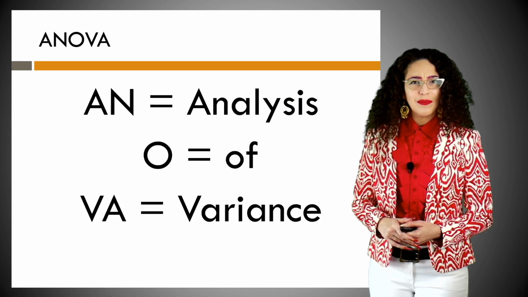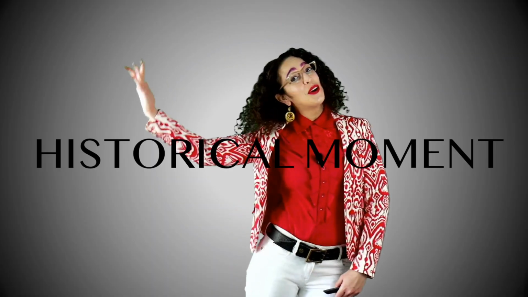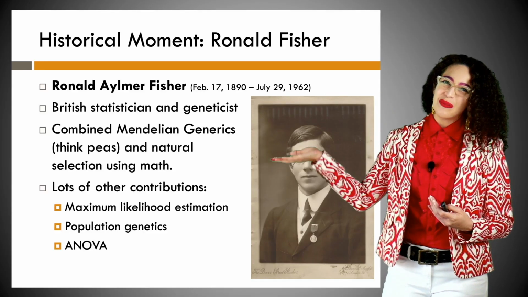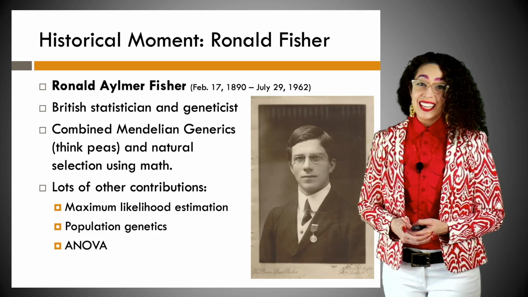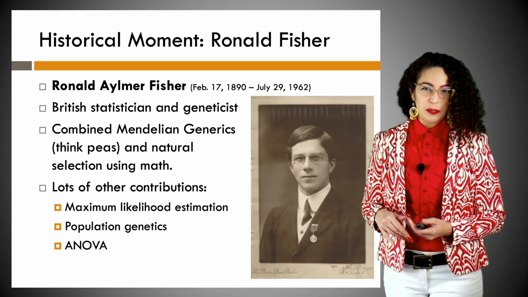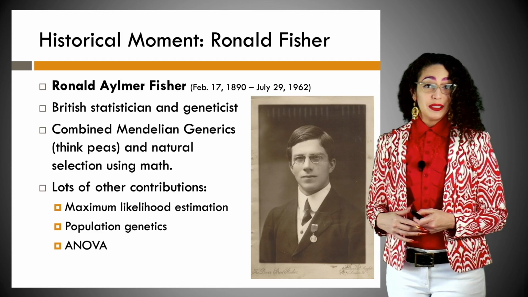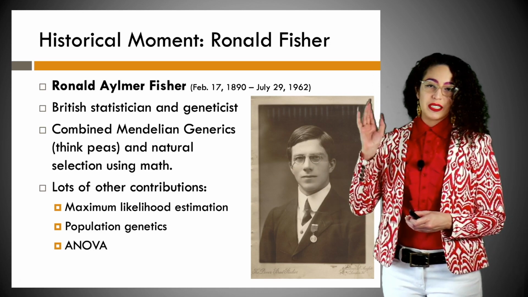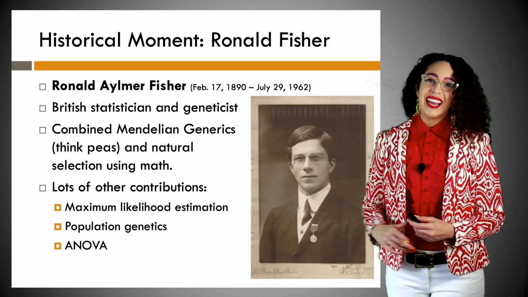Where did ANOVA come from? Well, I think that means it's time for a historical moment. This lesson's historical moment is brought to you by Ronald Fisher. He was a British statistician and geneticist. He combined Mendelian genetics, think about those P's, and natural selection using math. Awesome. He also did many other things like maximum likelihood estimation, which is beyond the scope of this class, but it is awesome. Population genetics, and what we're dealing with today, ANOVA.